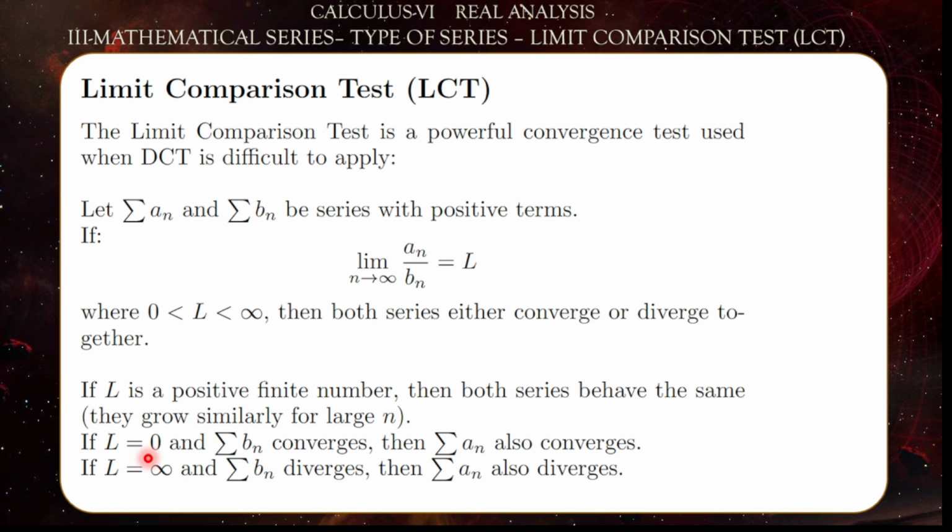Now, if L is equal to 0 and sigma bn converges, then sigma an also converges. If L is equal to infinity and sigma bn diverges, hence sigma an also is a divergent series.